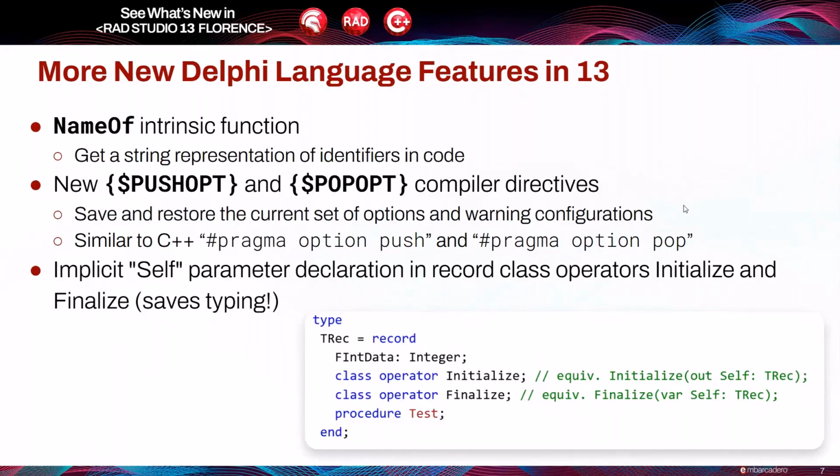Implicit Self parameter declaration in record class operators. So you now have a static class operator to initialize and finalize. This is, again, some kind of syntactic sugar, so you don't need to type too much extra information. Now you can do it in a nicer and easier way to save some typing.